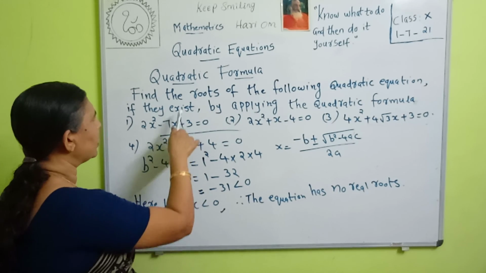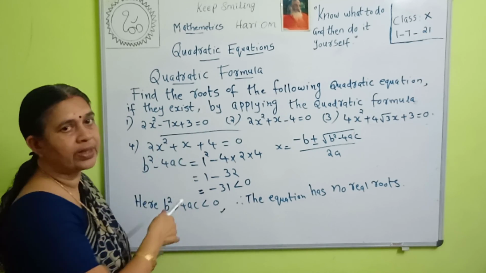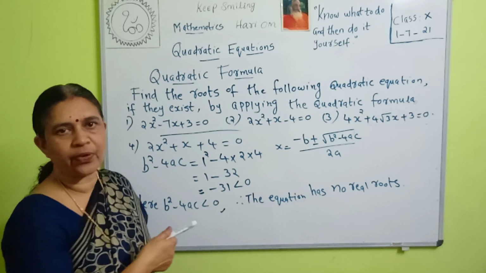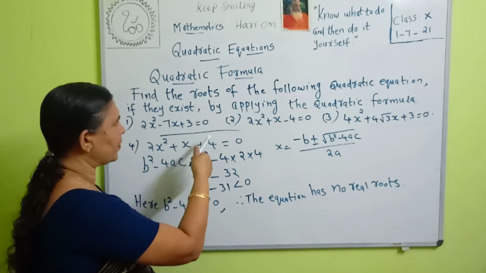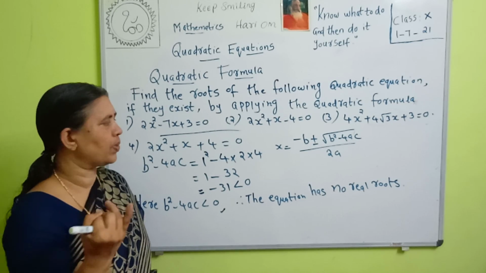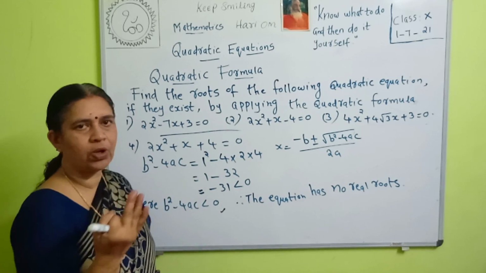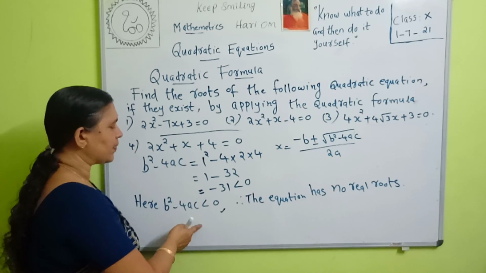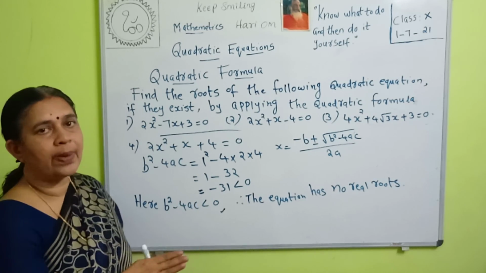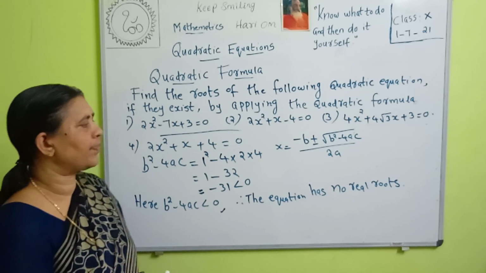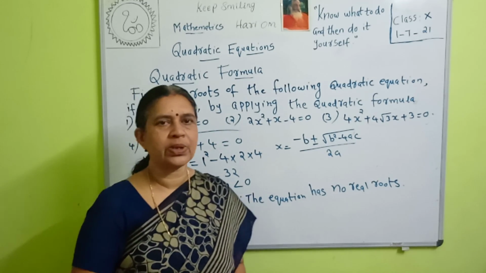So if you are given a question like this, first you find the discriminant of the quadratic equation. The discriminant is b square minus 4ac. If b square minus 4ac is greater than 0, the equation has two distinct roots. If b square minus 4ac is equal to 0, the equation has two equal roots. And if b square minus 4ac is less than 0, the equation has no real roots. You remember it. Okay. We can do more questions in the next class.